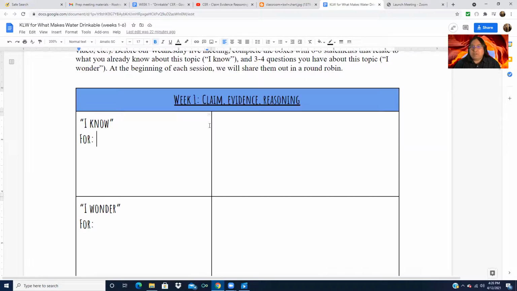So what do you already know about claim evidence reasoning? Please fill out anywhere between 6 to 8 points of reasoning. Give it some real thought here. We value your expertise as educators. What do you already know about claim evidence reasoning?